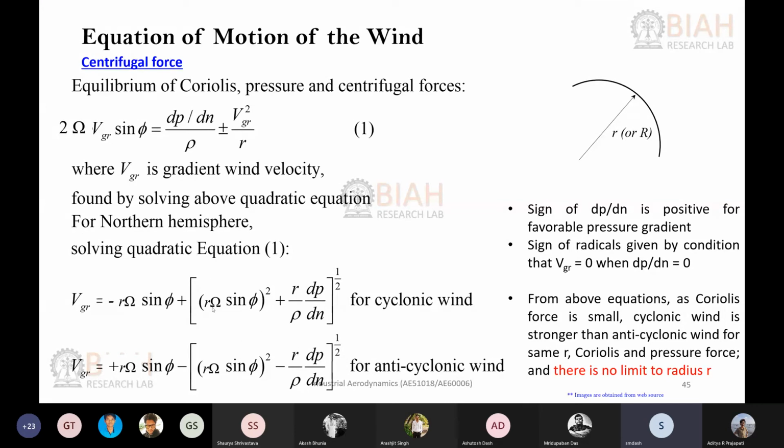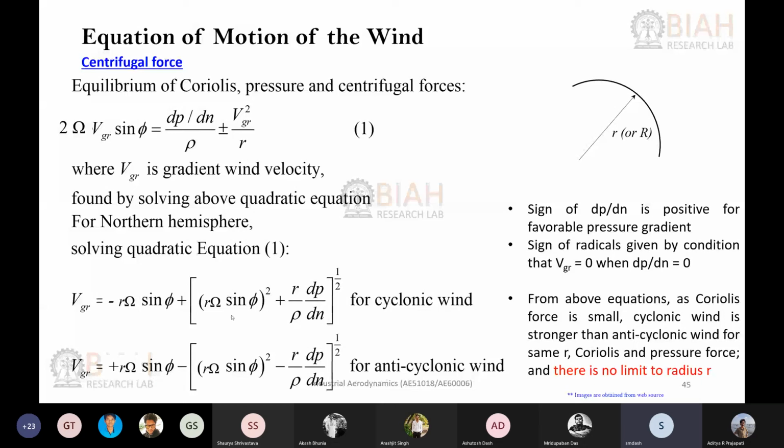For this particular cyclonic equation, the term under the square root will always be positive. Del p by del n has no negative term here, whereas here there is a negative sign. So what does it mean? It means that only up to a certain parameter space, either r or dp by dn, can you get this wind. Otherwise, it will give you a complex solution, which is a non-real or non-existing solution. So that is the limit here.